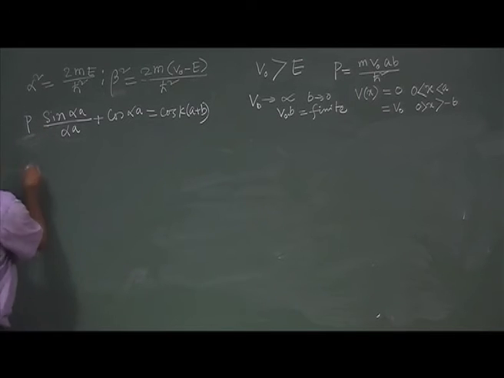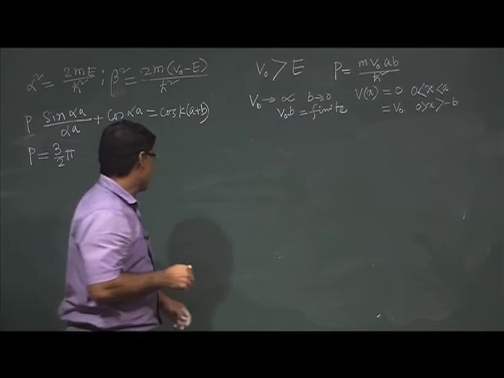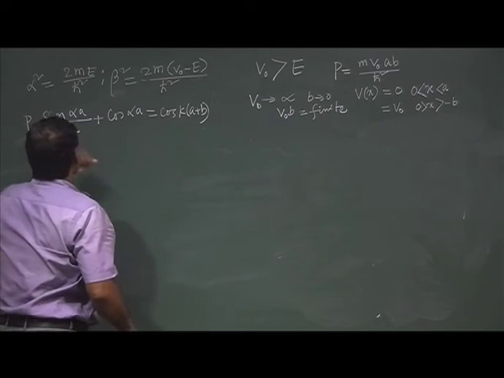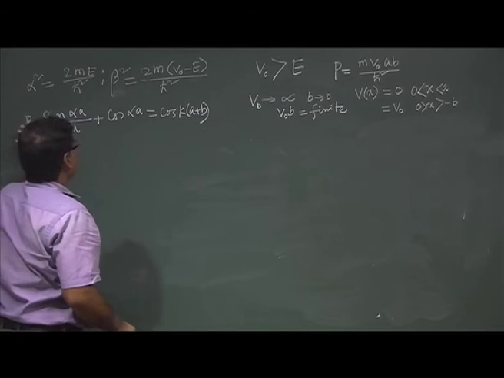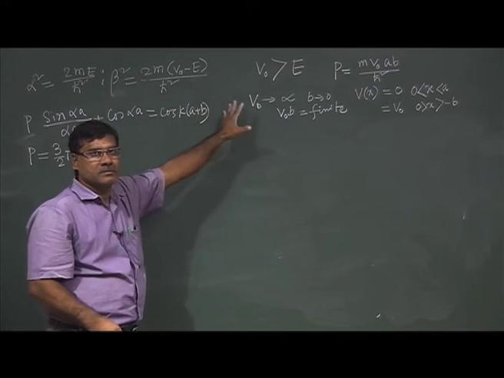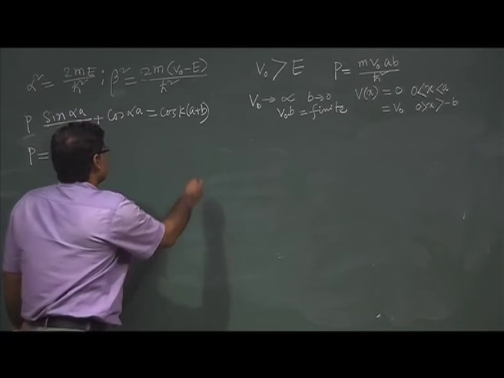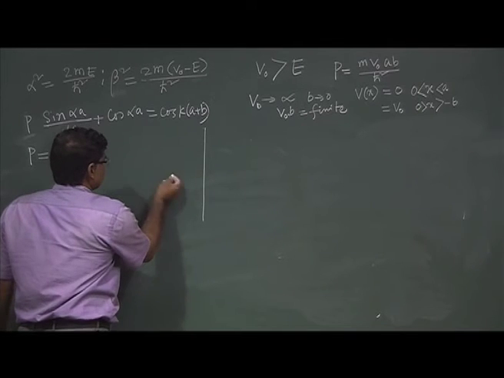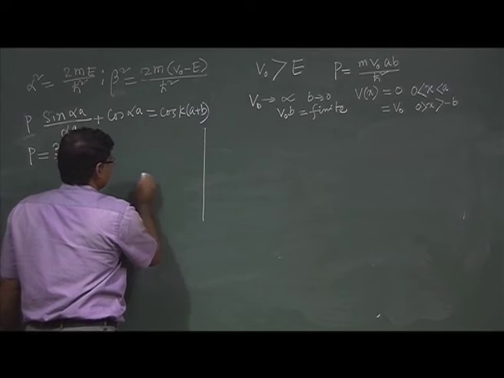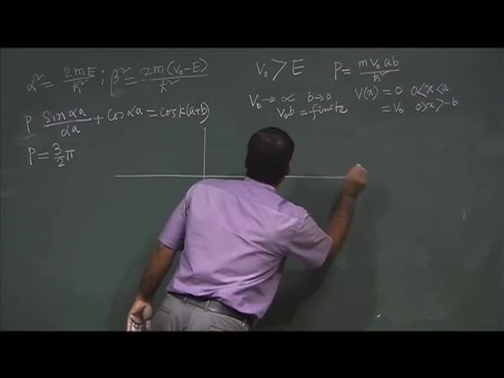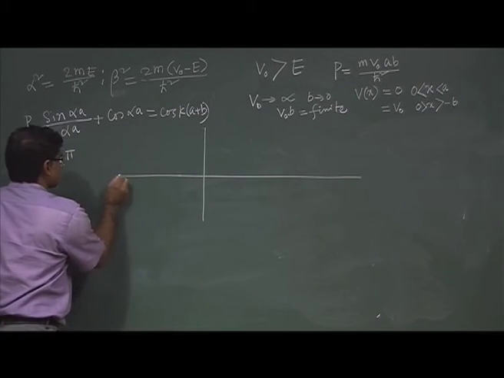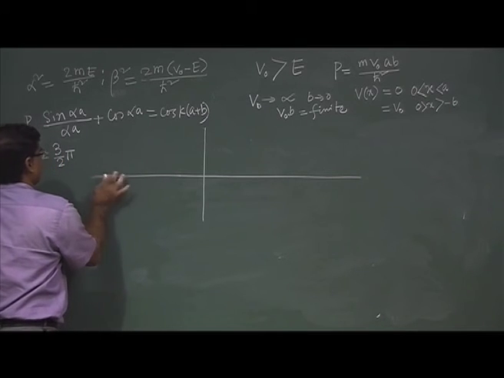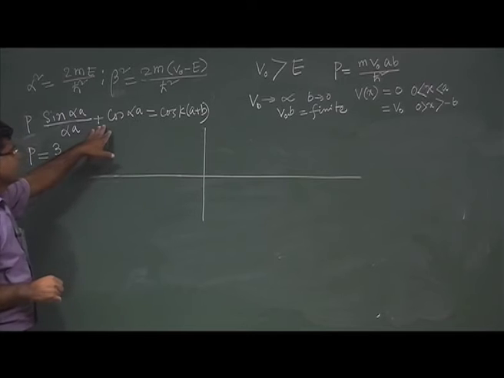So if I take p equal to some value, say 3 by 2 pi, and then for this value, if I plot this equation, so if I plot this, so what is it telling?